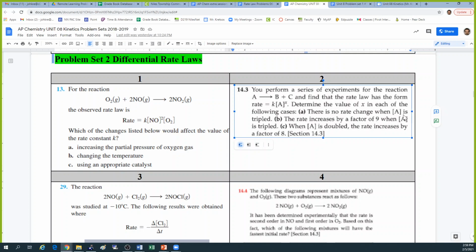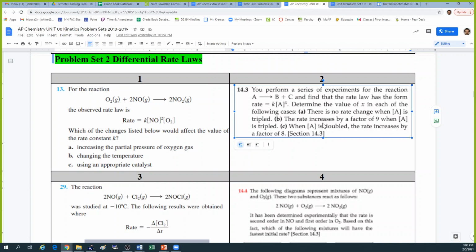There is no rate change when A is tripled. What would that imply? X is 0. Good. The rate increases by a factor of 9 when A is tripled. X is 3. No, that would give us a rate of 27 times, right? Because it would be 3 cubed. When this is tripled and the output is 9 times bigger, you're saying 3 to the x equals 9. So squared, right?